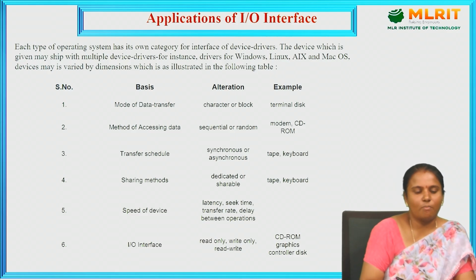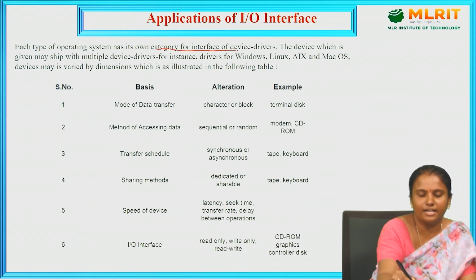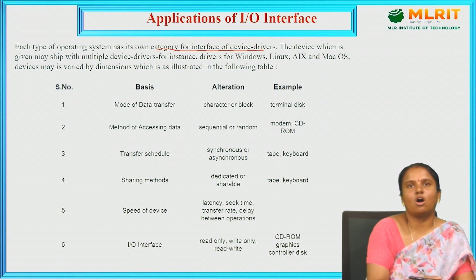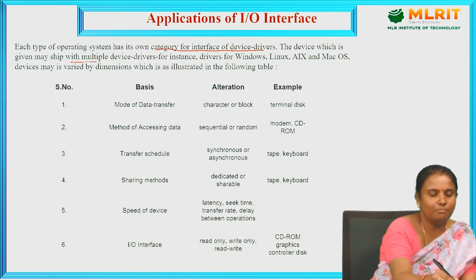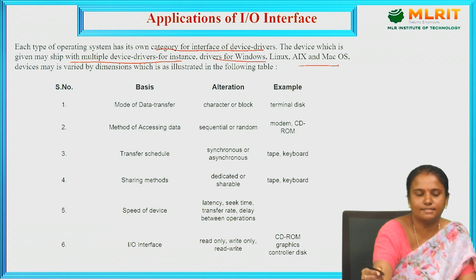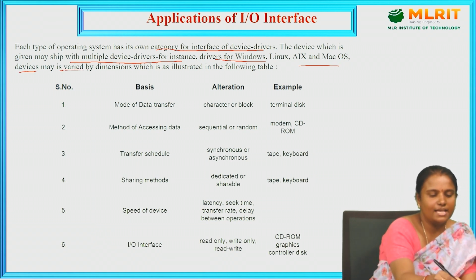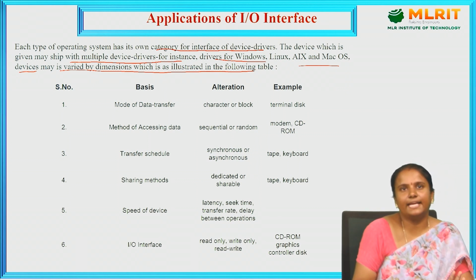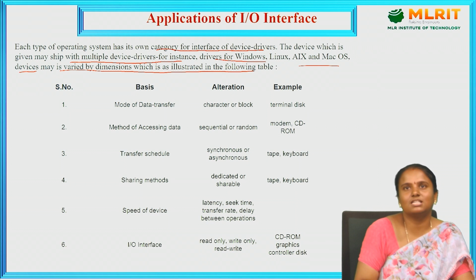Each type of operating system has its own category of interface for device drivers, to handle the interface between the CPU and input-output devices. A given device may ship with multiple drivers, for instance drivers for Windows, Linux, AIX, and Mac OS. These vary across different dimensions, which are illustrated by the following table.